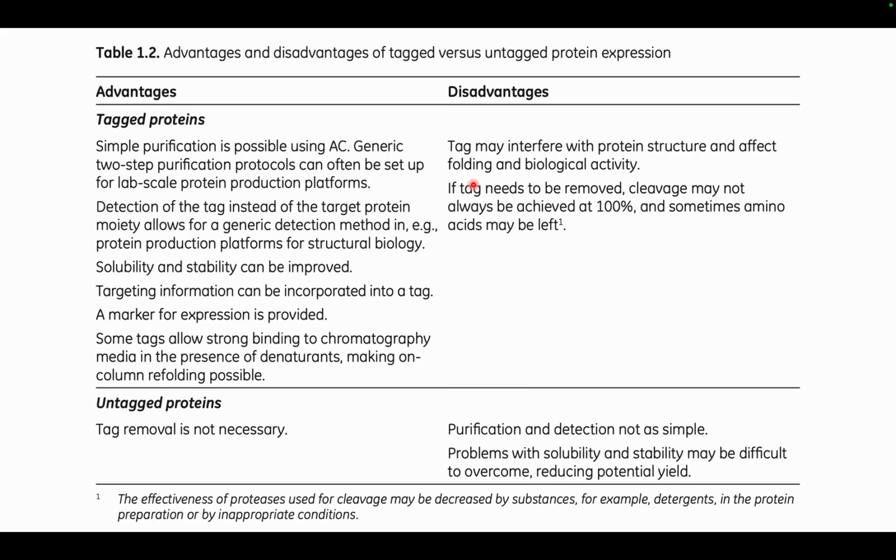Sometimes if we have a tag, we also want to remove it for further steps. So that will occur by cleavage between the tag and the protein. Of course, you can only do this if your protein is stable for that period of time. And also the cleavage which you do will never be 100% cleaved. So you do have to keep this in mind if you're going to tag your protein. But I think the advantages outweigh the disadvantages, because if you have an untagged protein, yes, obviously you won't need to remove the tag, but purification can become extremely difficult in this case.